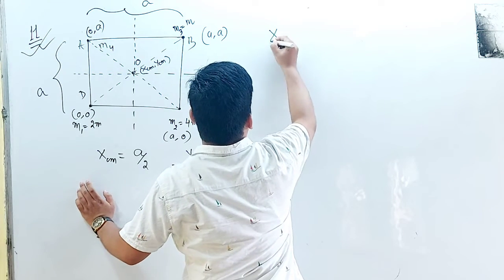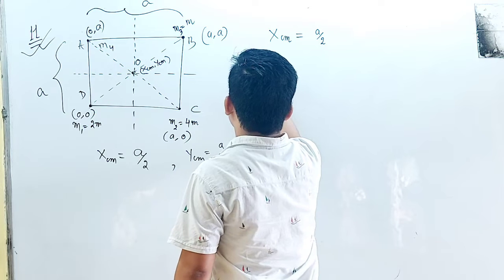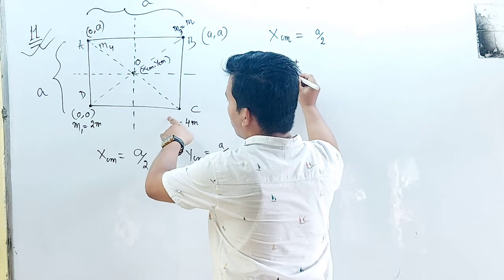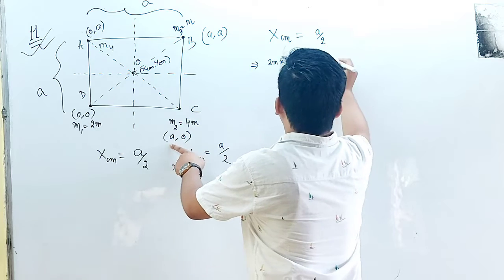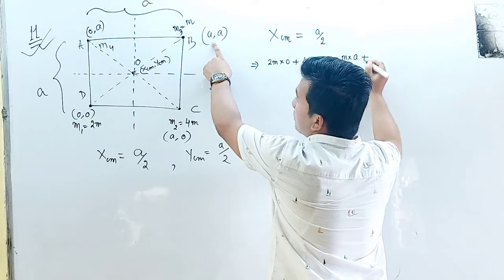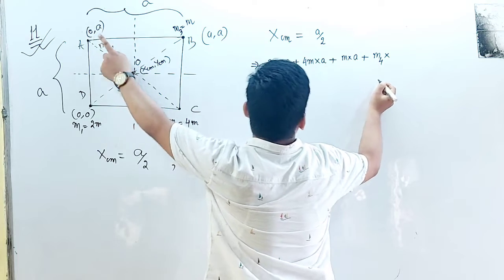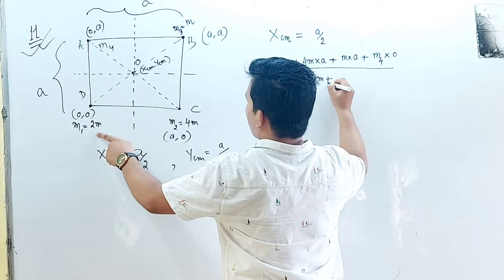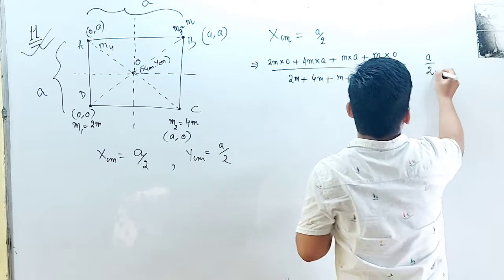Here your XCM will be equal to A by 2. We put it like this: mass M1 is 2M into 0, plus what about your M2, which is 4M into what is the coordinate, A, plus what about your M3, which will be M into X3, that is A, plus what about your M4, this is to be found out, M4 into what is the x coordinate for your M4, 0, divided by total mass, that is 2M plus 4M plus M plus M4, and this will be equivalent to A by 2.